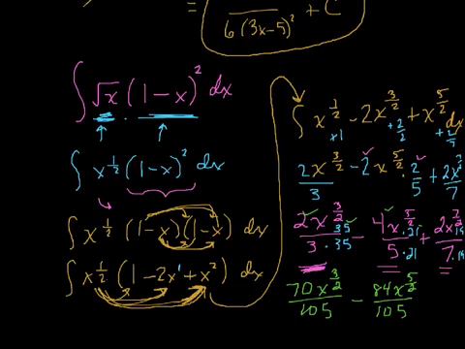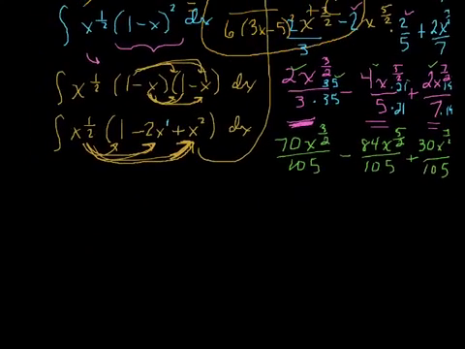Oh man, why am I writing this as 3 separate fractions? I know I'm going to combine them. Dang it. 30, because I have 2 times 15. x to the 7/2 over 105. They all have 105. You're going to combine them all into one fraction.